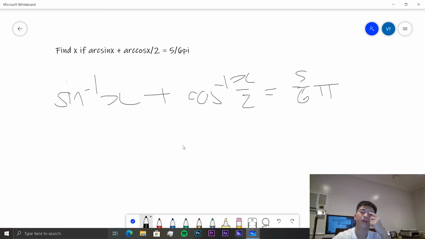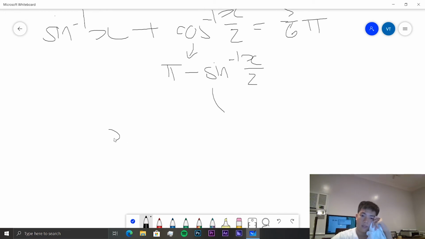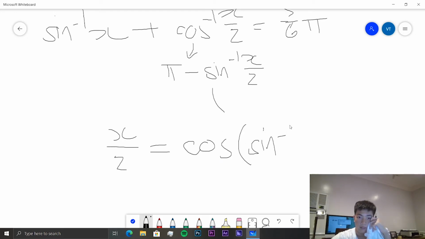This is an interesting problem. I think we can use the trick that this is equal to pi minus sine to the negative 1 of x over 2. To save ourselves, can we do this? I don't see why not. So x over 2 is equal to cosine of sine to the negative 1 of x plus 5/6 pi minus sine to the negative 1 of x.